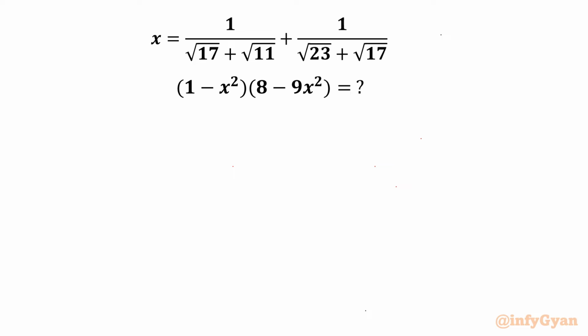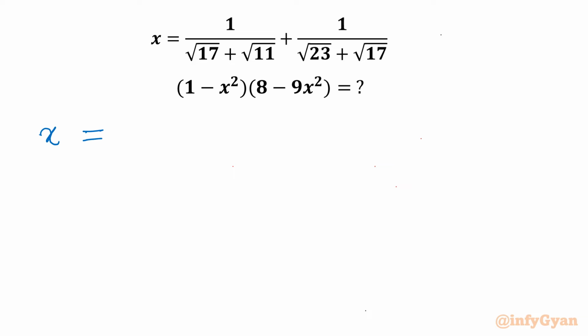In this video, we are going to take up another challenging question from radical mathematics. We have to evaluate the expression (1 minus x square) times (8 minus 9x square) if x is 1 over (root 17 plus root 11) plus 1 over (root 23 plus root 17). So let's get started by writing x first.